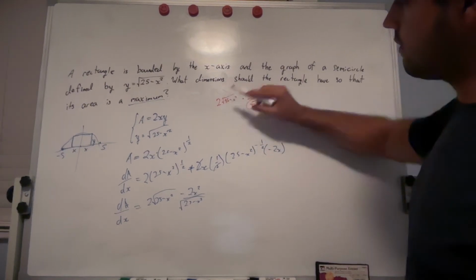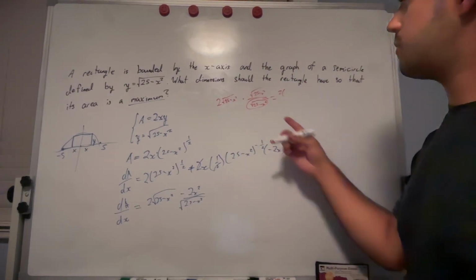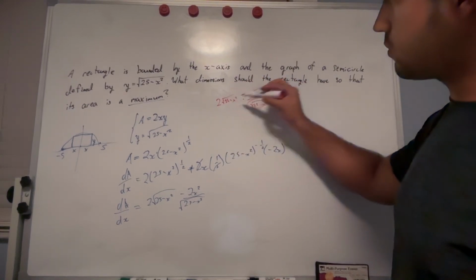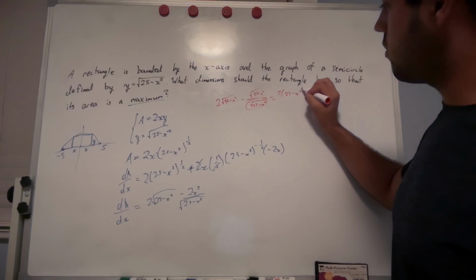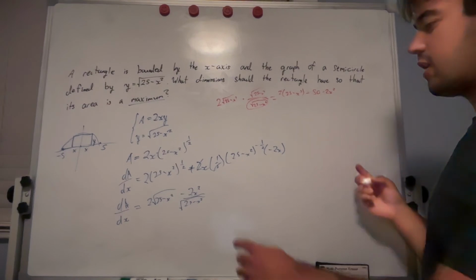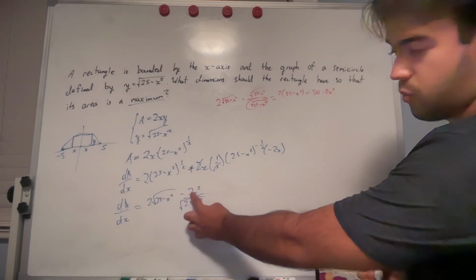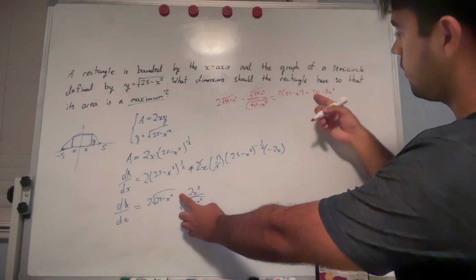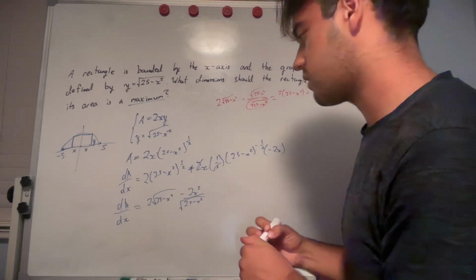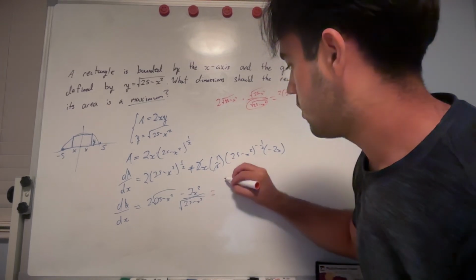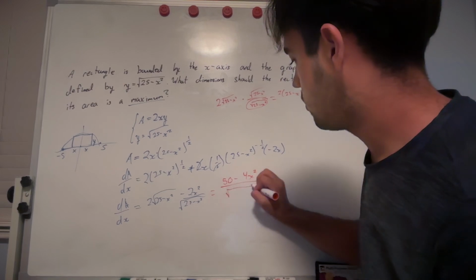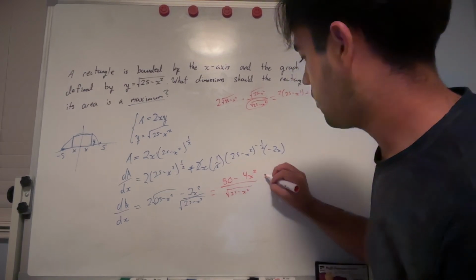And on the top we're going to have 2 times these two square roots, they'd cancel the square root out. We're just left with 25 minus x squared, which is 50 minus 2x squared. And then we're going to add it with the numerator on the other side. So this would be 50 minus 2x squared minus 2x squared, which is just 50 minus 4x squared. So this is 50 minus 4x squared over the square root of 25 minus x squared.